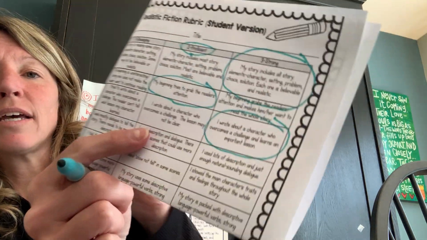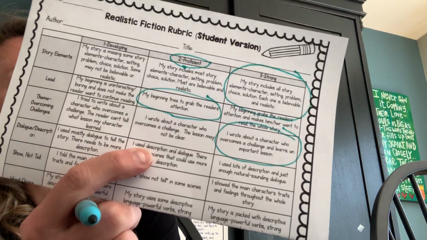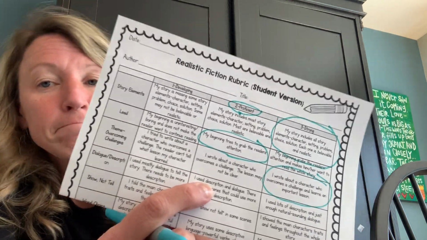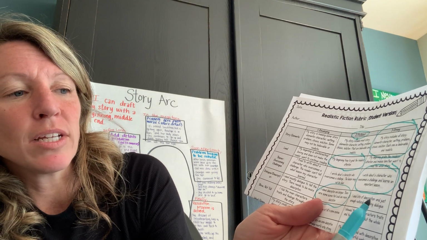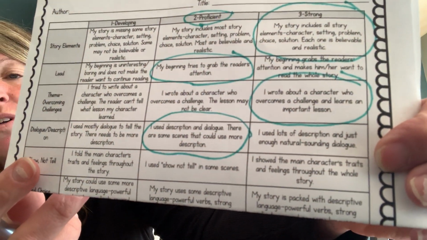All right, dialogue and description. The 2 says, I use description and dialogue. There are some scenes that could be described more. I probably could do that because I told you how I could describe my chalet a little bit better, or maybe the bunny hill. Or I could circle, I use lots of description and just enough natural-sounding dialogue. You don't want so much dialogue that it doesn't sound natural, right? So I would say I'm kind of in the middle, in between a 2 and a 3. Think about where you are with your dialogue and description.